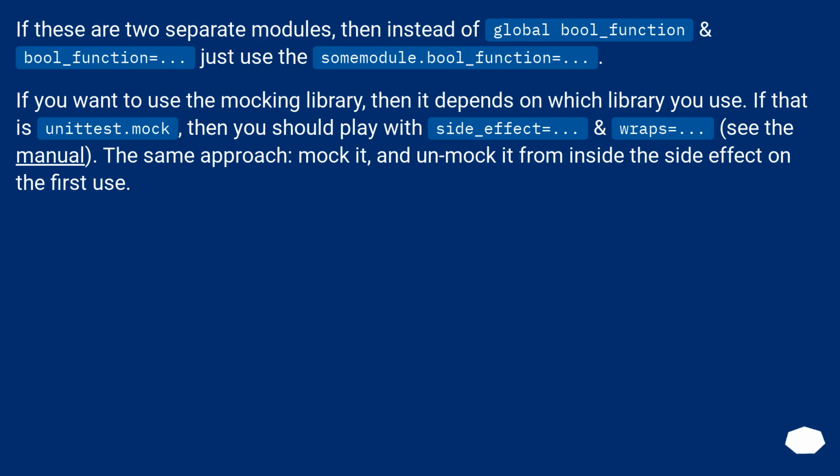If that is unittest.mock, then you should play with side_effect=... and wraps=..., see the manual. The same approach, mock it, and unmock it from inside the side effect on the first use.